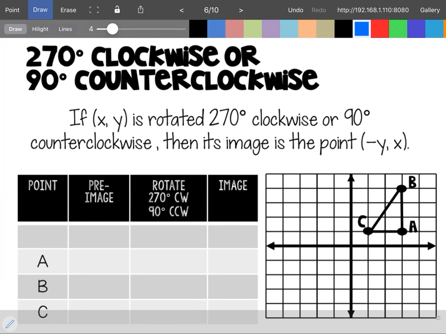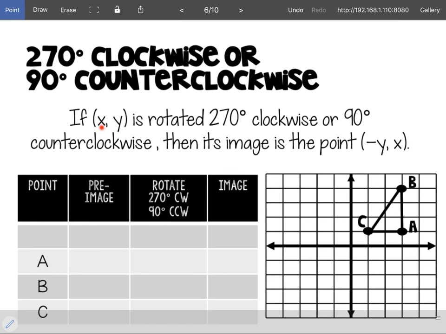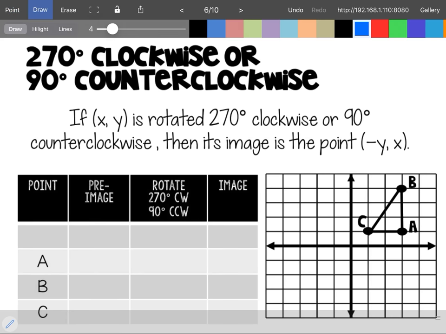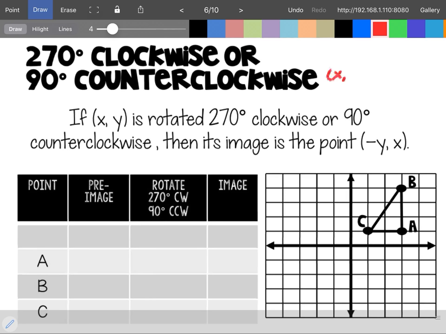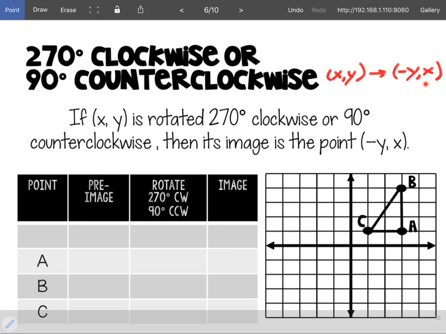So this time we're going 90 degrees counterclockwise, which is going to be the same thing as going 270 clockwise. And then you can see the rule for it again right here. So I'll write it down for you guys. So in this one, again, the point (x, y) would get mapped to the point (negative y, x). So you're basically going to switch the coordinates again, but this time you're going to take the negative of the y value.